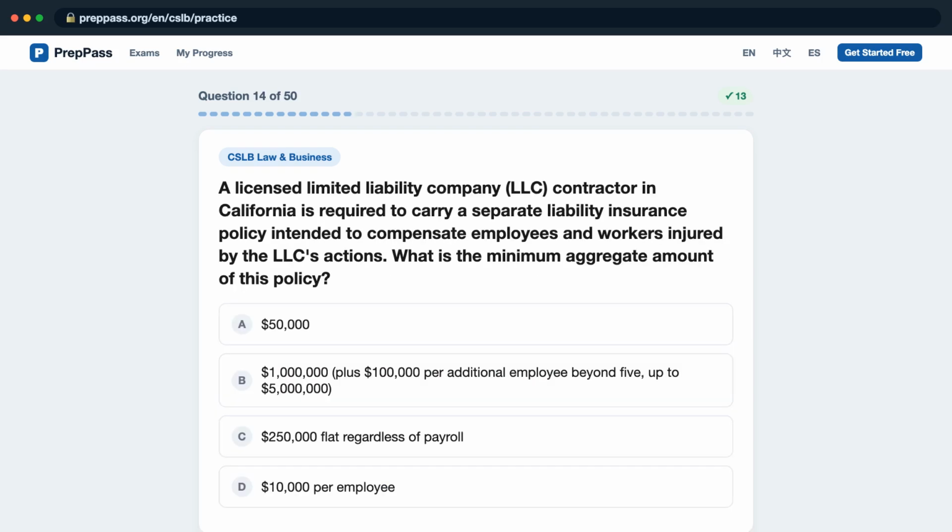Question 14. A licensed limited liability company, LLC, contractor in California is required to carry a separate liability insurance policy intended to compensate employees and workers injured by the LLC's actions. What is the minimum aggregate amount of this policy?